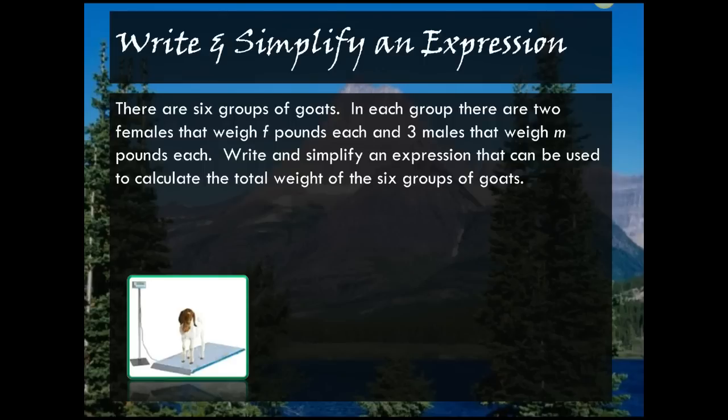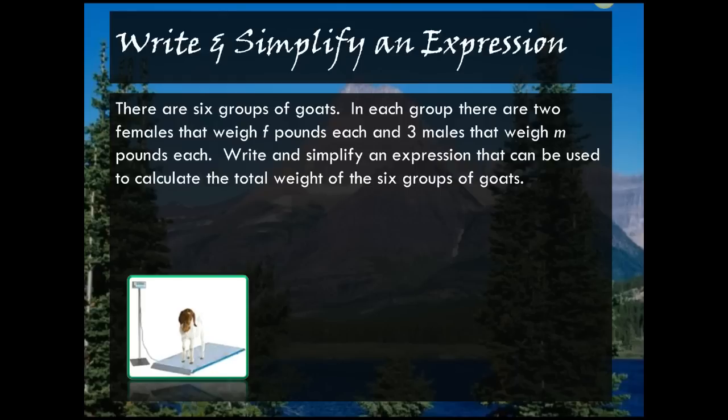In this problem, we have 6 groups of goats. In each group, there are 2 females that weigh F pounds each and 3 males that weigh M pounds each. Write and simplify an expression that can be used to calculate the total weight of the 6 groups of goats.